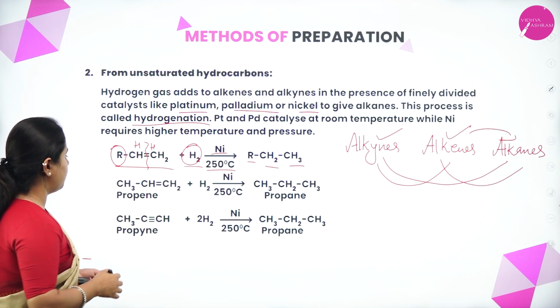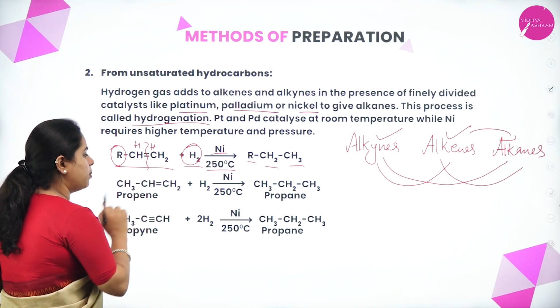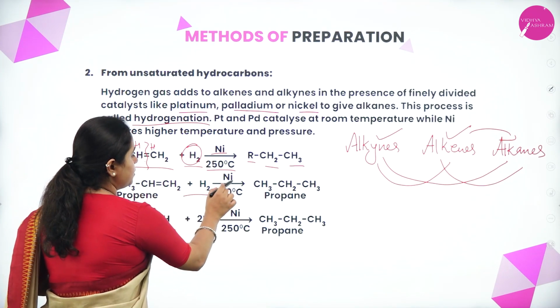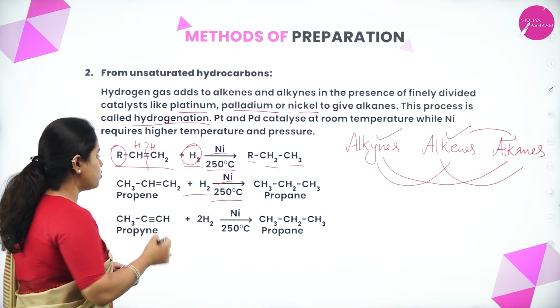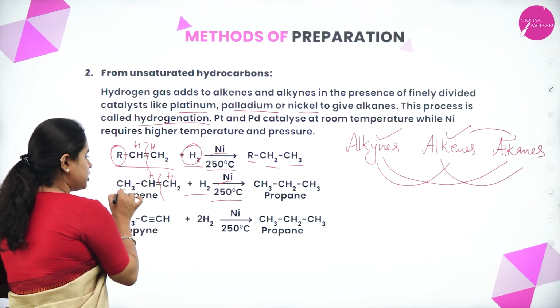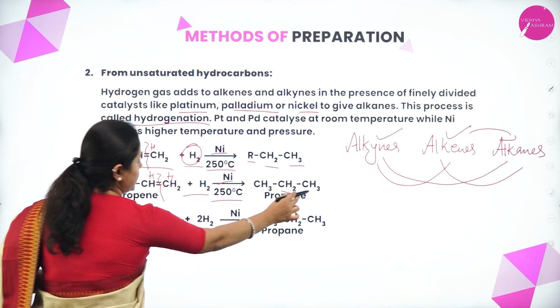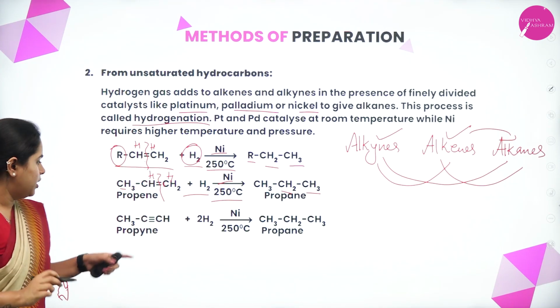Let's take an example of propene. The alkyl group is CH3 here. CH3, CH double bond CH2. Again adding hydrogen in the presence of nickel at 250 degrees Celsius. This bond will break, one hydrogen here, one hydrogen here. You will get CH3, CH2, and one more hydrogen here, CH2, CH3. Got it?